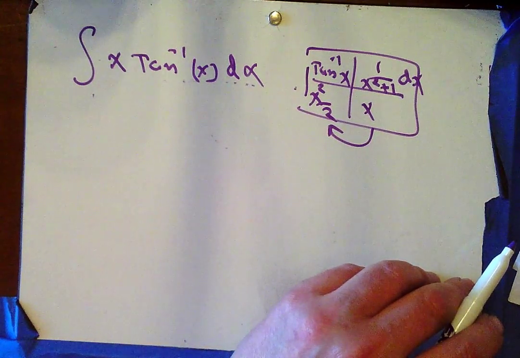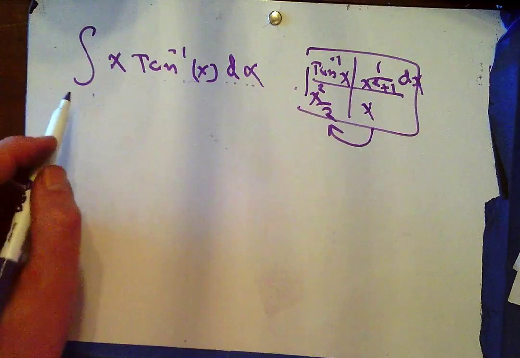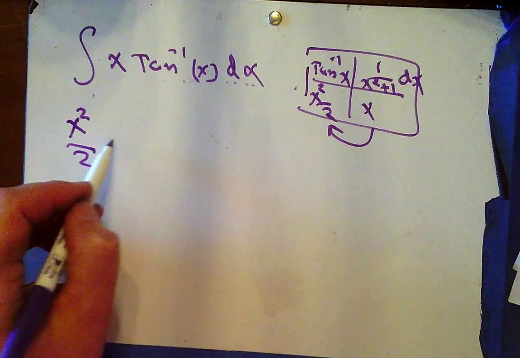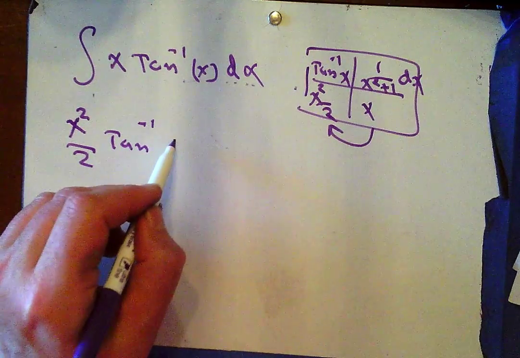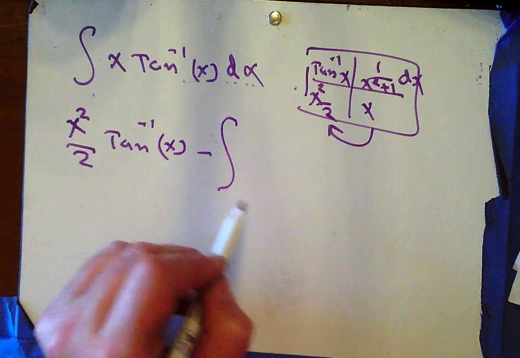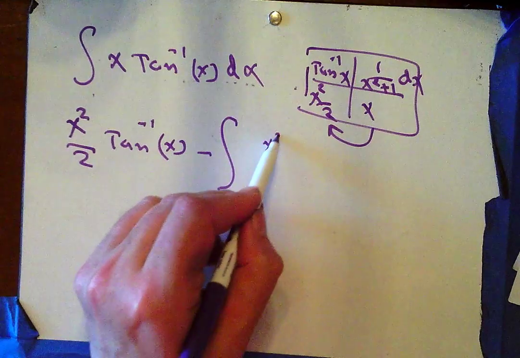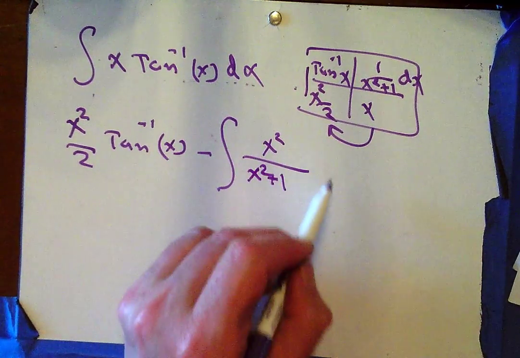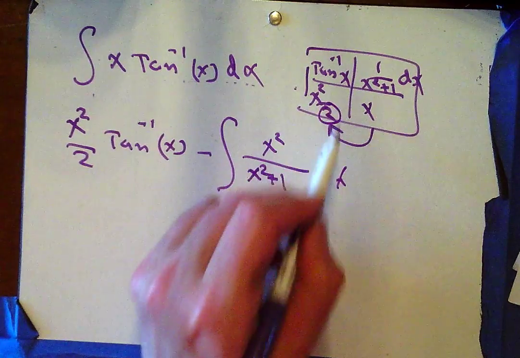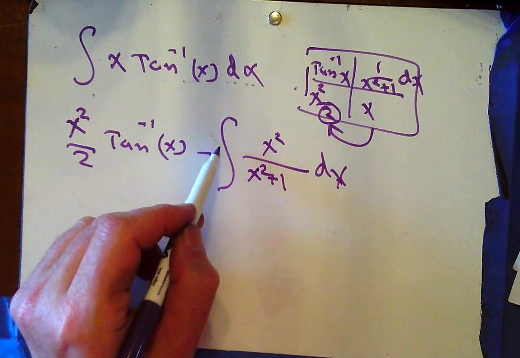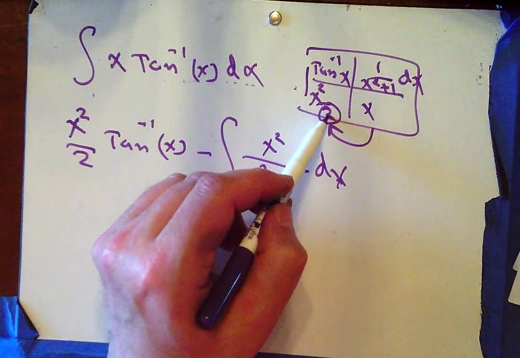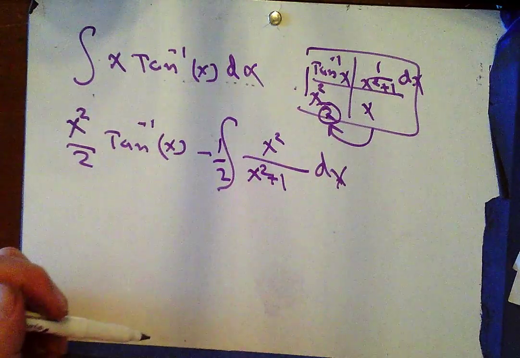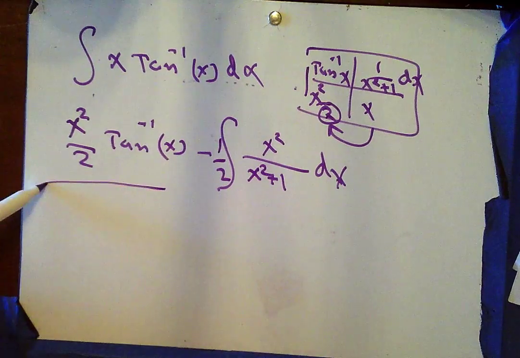So, what's this going to be? Well, this is going to turn out to be x squared over 2 tangent inverse of x minus the integral of x squared over x squared plus 1 dx. And see this, I'm going to bring it out here, right? Because that's x squared over 2, so that's a 1 half. All right, great, this is done.